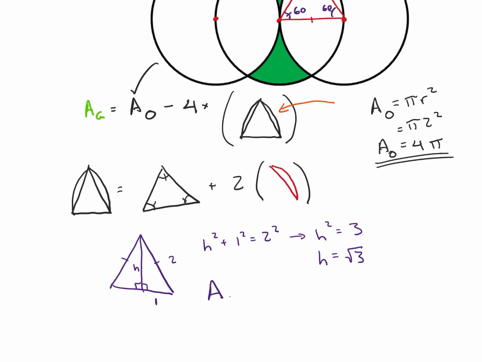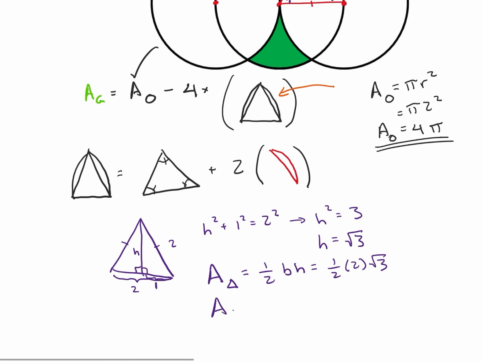Because the area of this triangle is going to be equal to 1/2 the base times the height, which is going to be 1/2 my base, which is 2. The whole base down here is 2. This 1 is just the little side over there. Times my height, which is square root of 3, which tells me that the area of my triangle is the square root of 3.